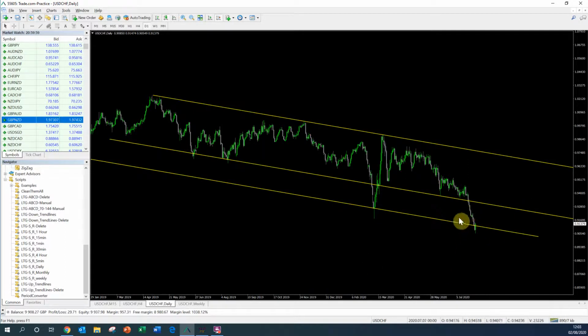In the week, I did expect it to reach this line a little bit quicker and have a bit more of a reaction, but it wasn't until the last day of the week where we started to see that rejection there. As we can see, this was the Friday candle.